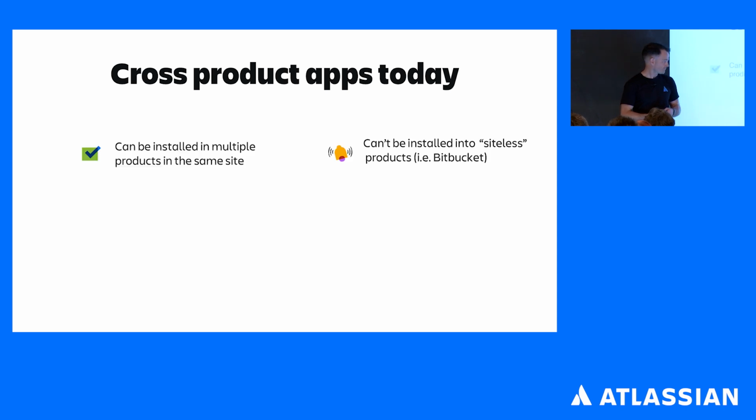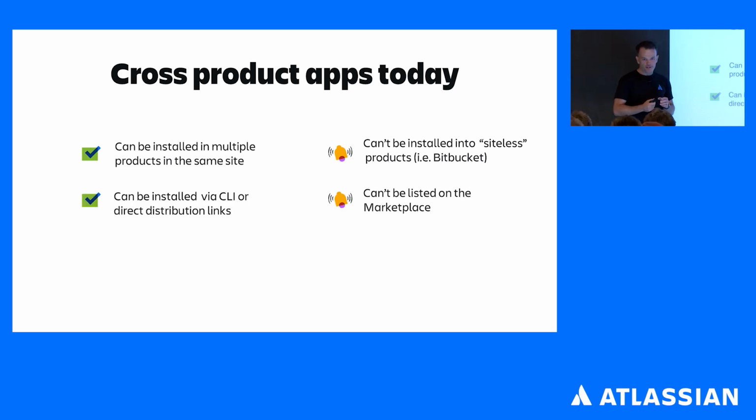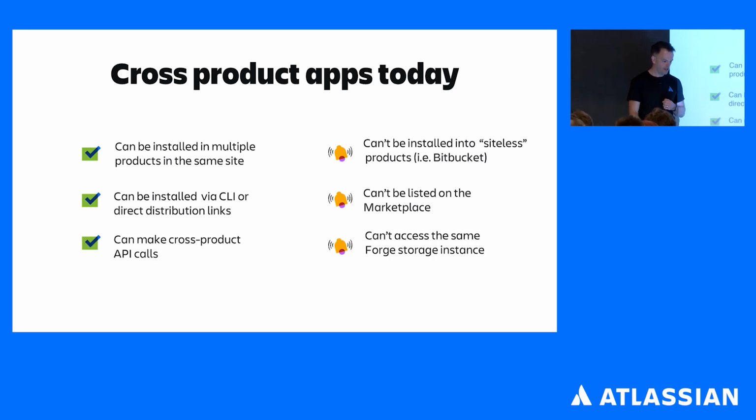So the way it works on Forge today is you can install an app into multiple products within the same site, but you can't install them into siteless products. So sorry, Bitbucket, it's kind of out on its own. You can do it via the CLI. You can do it with a direct distribution link. You can't get it up onto Marketplace, which is obviously a huge problem for everyone in this room. And there are some clever developers who have done some kooky things with side apps and companion apps, but it's not a great experience, and we want to make that better.